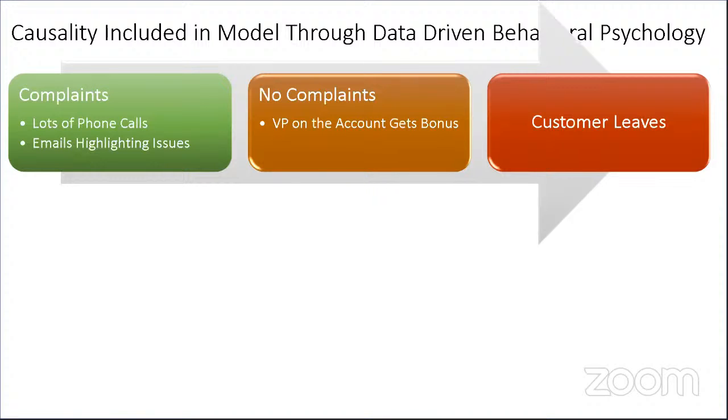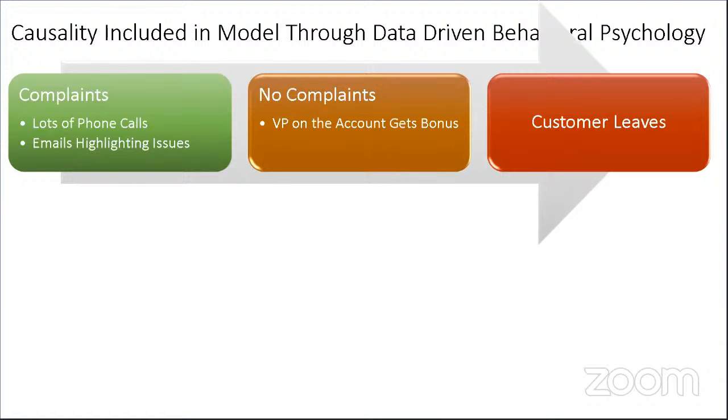So what we saw in their data was, 9 months before the customer leaves, there are lots of complaints and all this. 3 months later, which means 6 months before they leave, pretty much phone calls go away, emails highlighting issues go away, no complaints. The VP on the account gets a bonus. Amazing, right? And the customer leaves. And you're like, what happened?